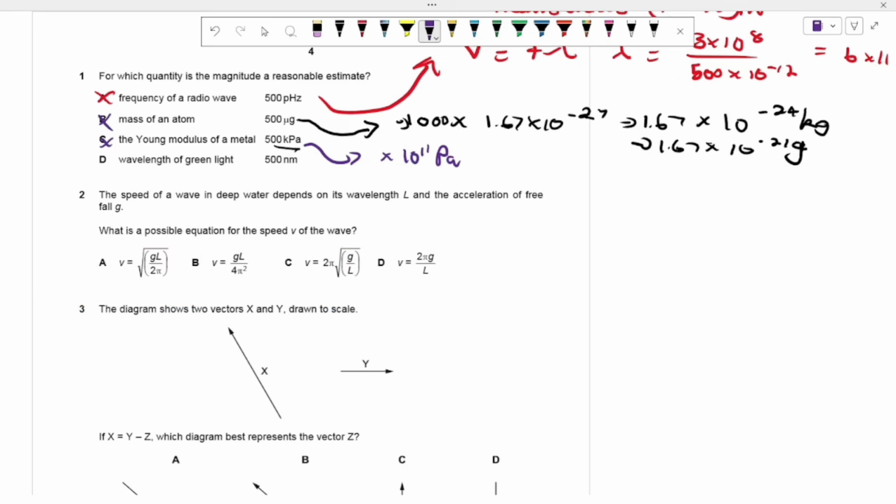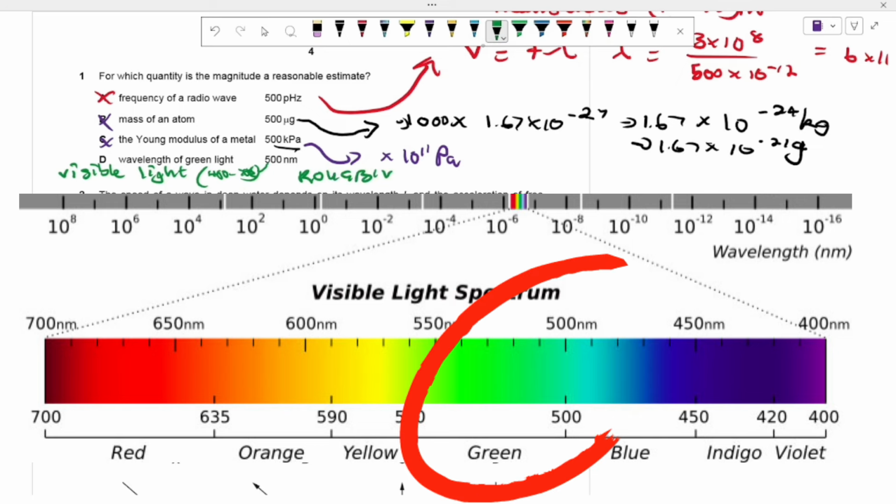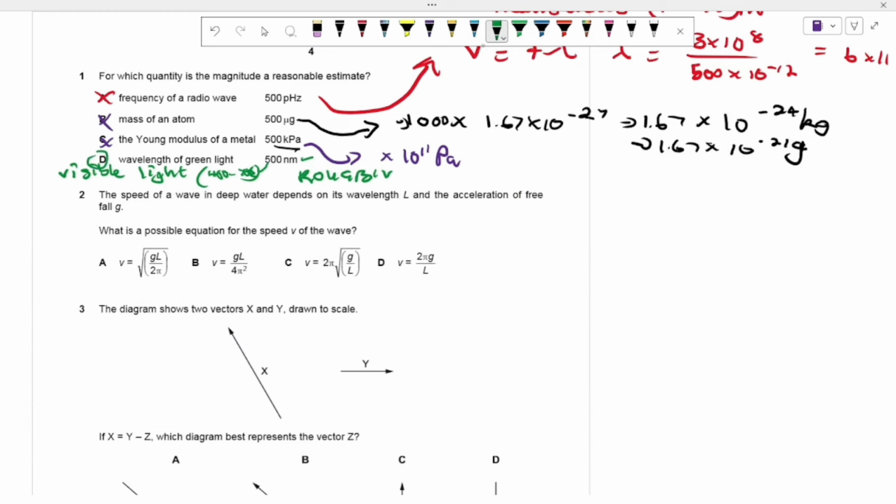Then if you look at D, even without knowing C, we're given 500 nanometers. We know that the range for visible light basically lies from 400 to 700 nanometers, and we know that visible light consists of ROYGBIV. So this means that green light has a wavelength between 400 and 700, and in this case it is 500 nanometers. So the answer has to be D. Very important. Okay, move on.